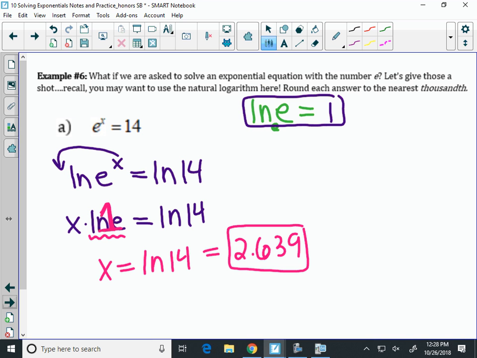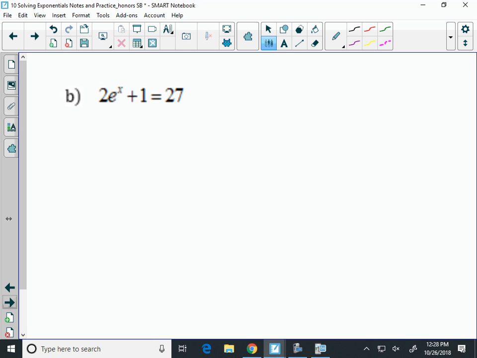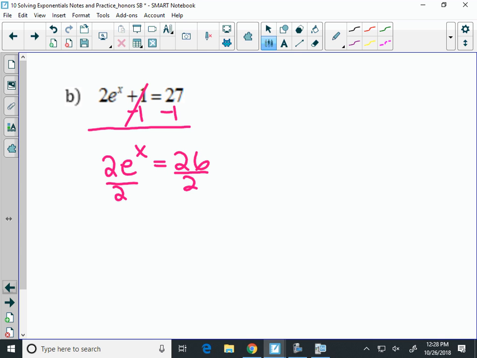Okay. Good. Now the next one here, let's see, should we do B or E? Let's do B. 2 times e to the x plus 1 equals 26. Where do you start here? Subtract the 1. Okay. So we'll have 2 times e to the x equals 26. And I can't do the log until I get rid of the 2, which I'm going to do by dividing by 2. So you have e to the x equals 13.